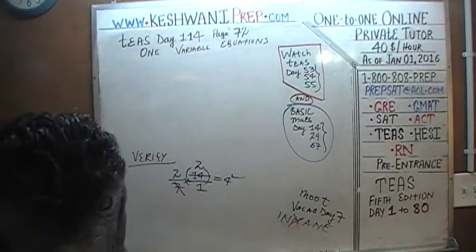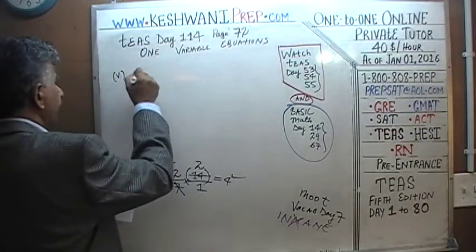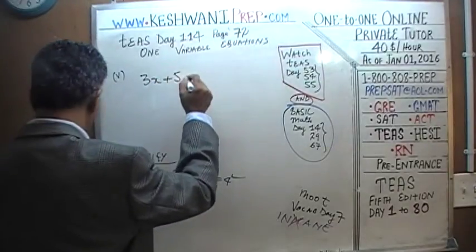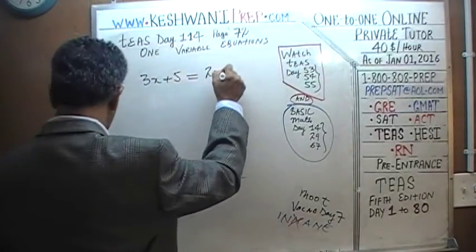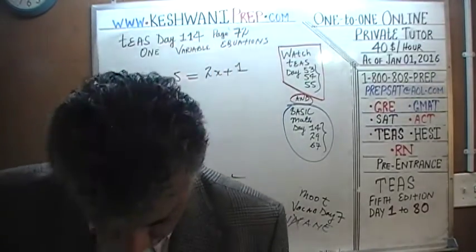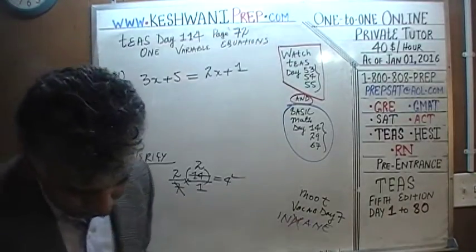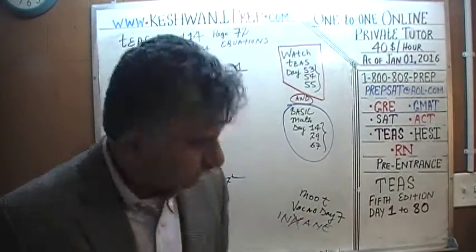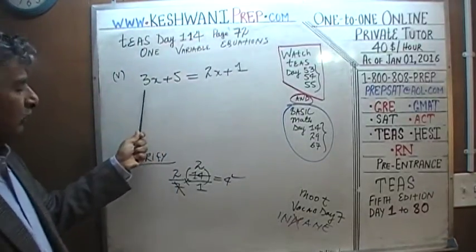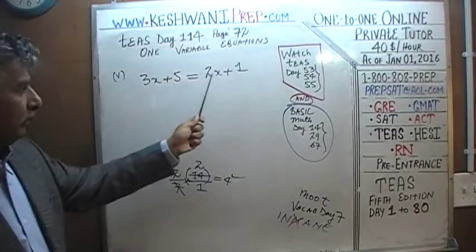What does number 5 say? It says 3x plus 5, we are told, has to equal 2x plus 1. That's what it's told. Let's see what we can do here, okay? Well, we got to bring this 2x to this side. Bring all the x's on the left hand side, and bring all the known quantities on the right hand side.